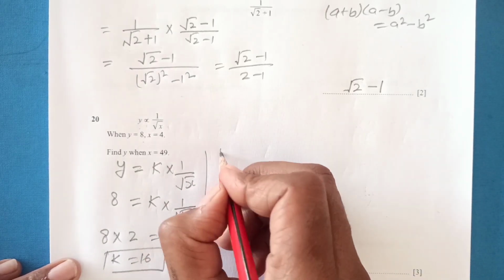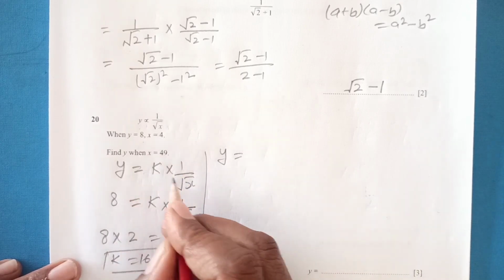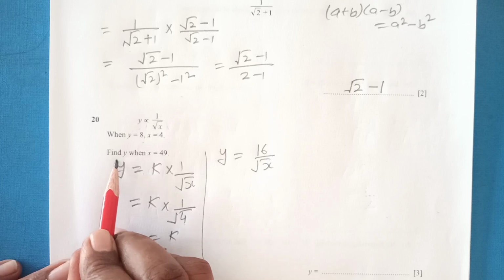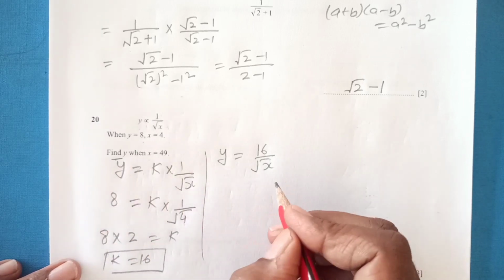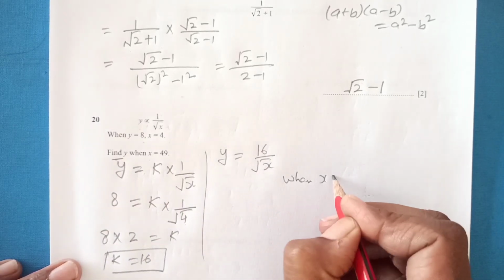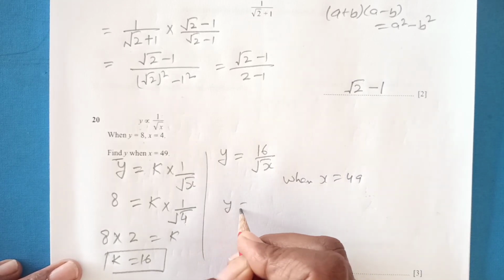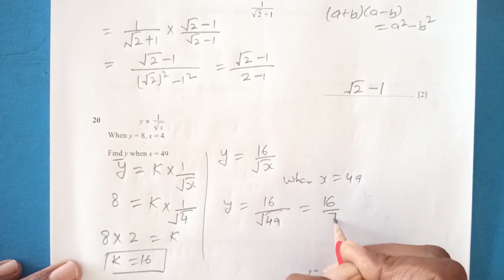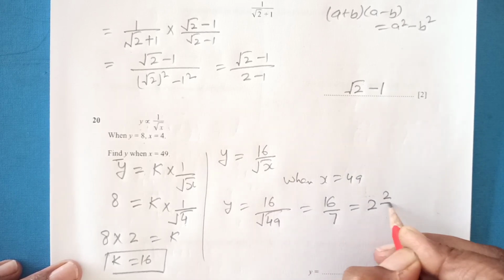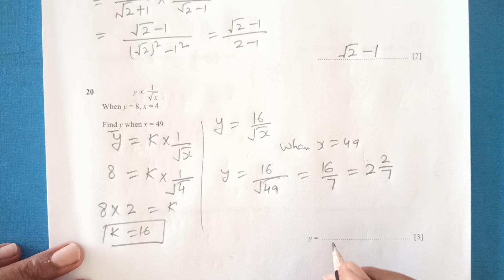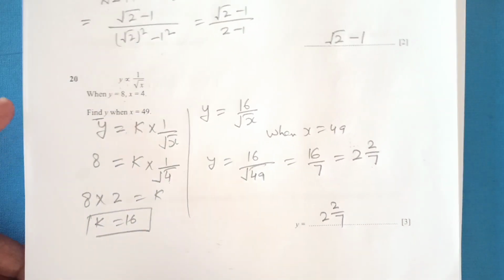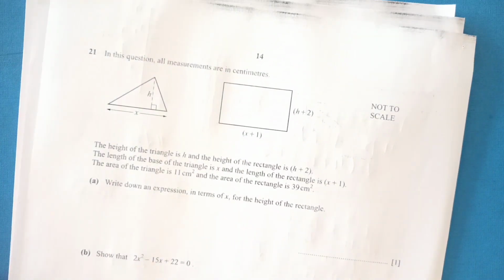Now we will look for the value of y. Y is now, you see, k over square root x. Now find y when x is 49. So when our x is 49, y is 16 over square root of 49, which is 16 over 7. That is the final answer. Okay. Now next question number 21 we have here.